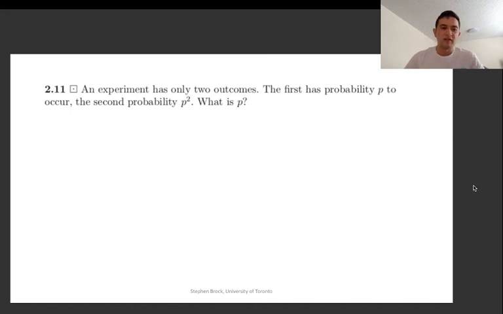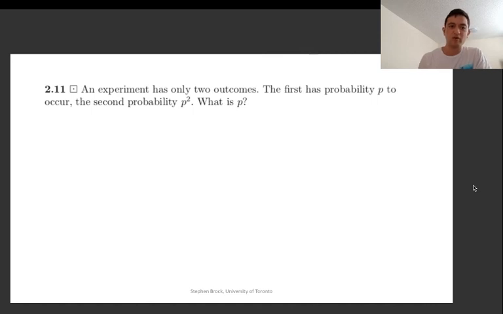So question 11. An experiment has only two outcomes. The first has probability P to occur. The second has probability P squared. What is P? All right, so this is one of the harder questions of this problem set, and it's harder because it requires you to use external information or formulas that we know. For example, we know that the probability of any outcome in the sample space happening is 1.